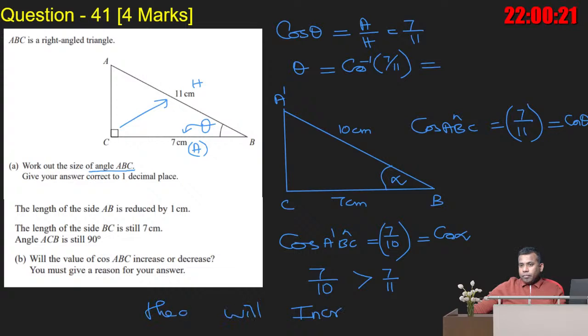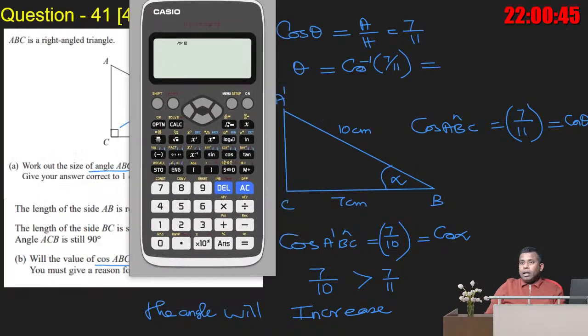The value will increase. Why? They're asking for cos ABC. They are not asking for the angle itself. They're asking for the cos ABC. This is where many people mistakenly write decreases. First of all, I didn't do the theta. Let me quickly press the calculator to find theta. I press cos inverse, fraction button, 7 down 11, and close the bracket, and it gives 50.47.